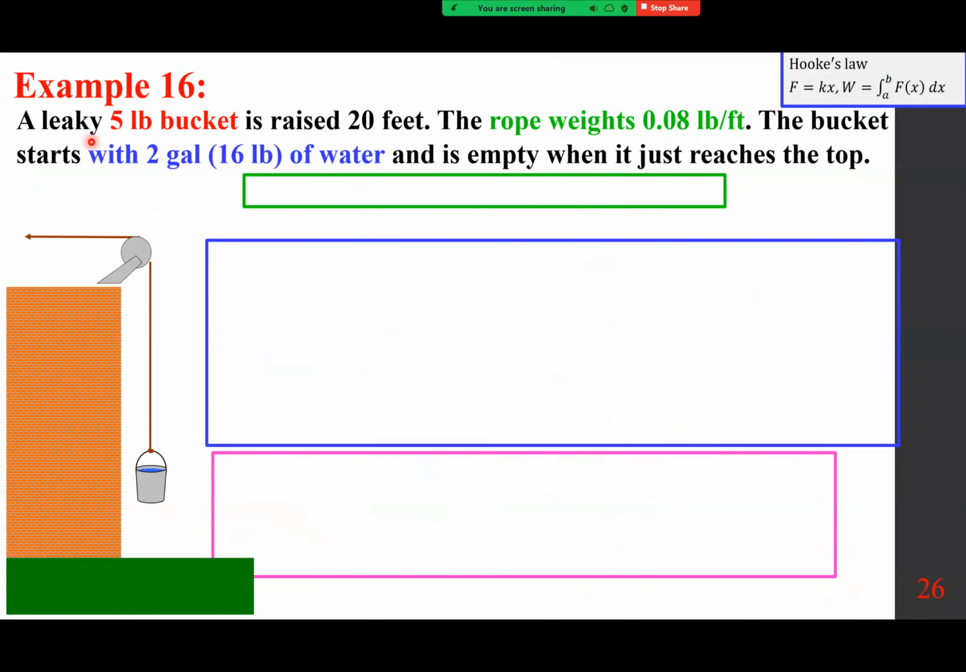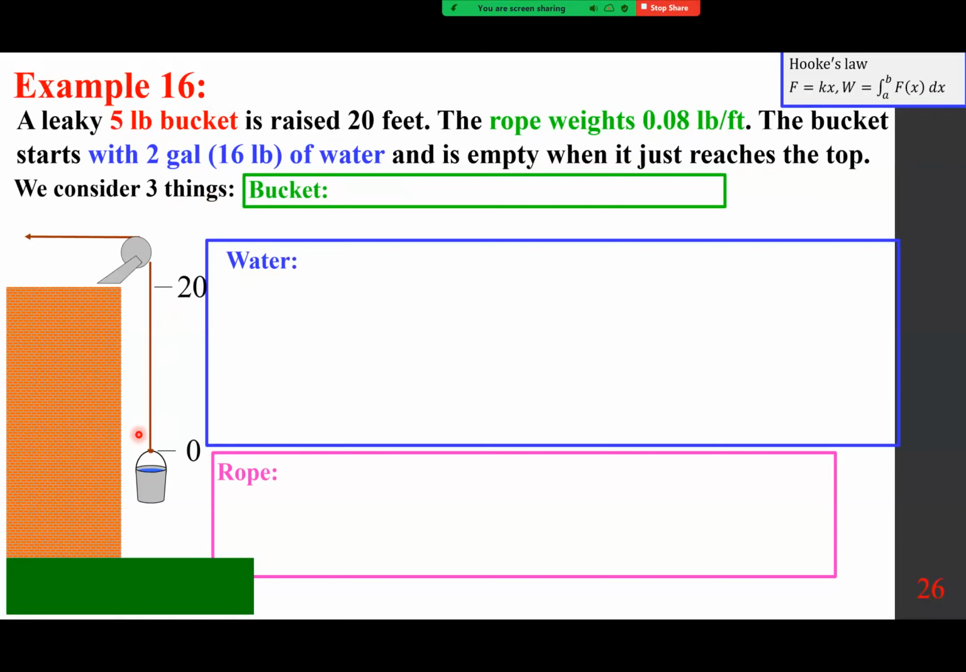Here's another example. A leaky 5-pound bucket is raised 20 feet. The rope weighs 0.08 pound per foot. The bucket starts with 2 gallons or 16 pounds of water and is empty when it just reaches the top. All right, so from 0 to 20, we consider 3 things: bucket, water, and rope.